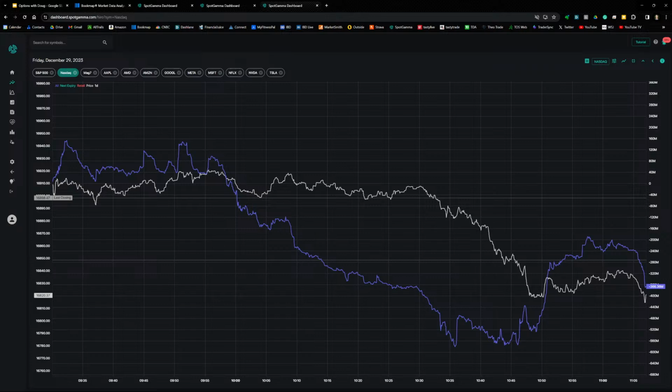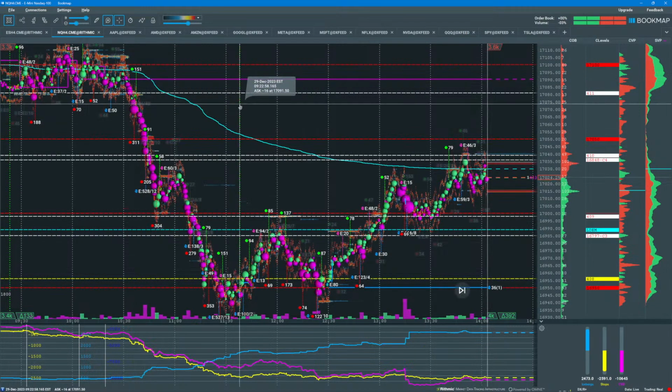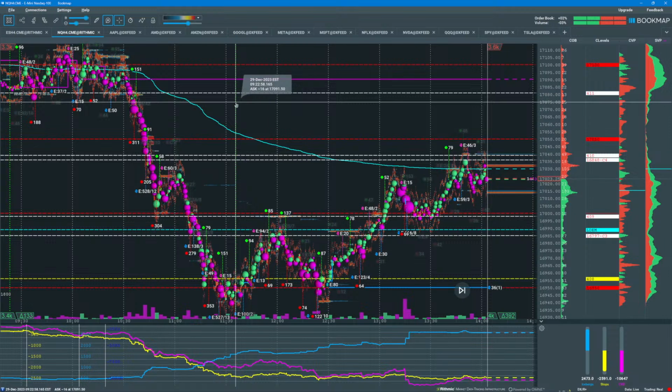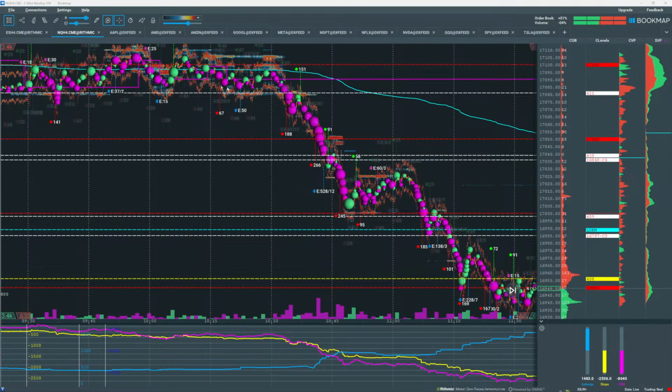Let's go take a look at Bookmap. Going to zoom in. And here's the break lower, just after 10:30, breaking below the 411 level. And note that CVD, cumulative volume delta, was already trending lower.